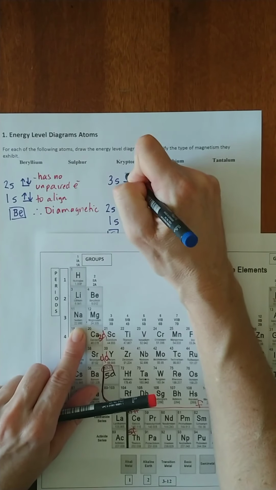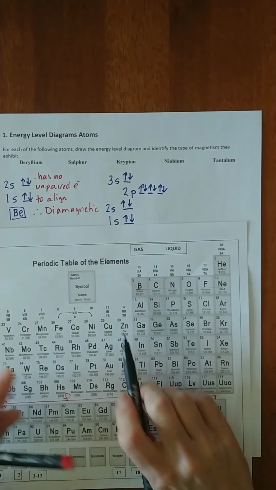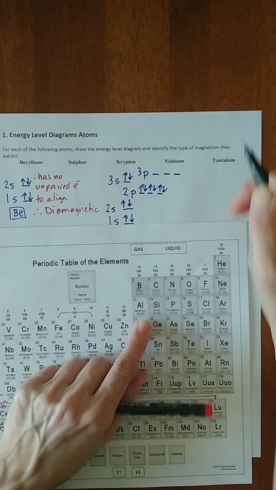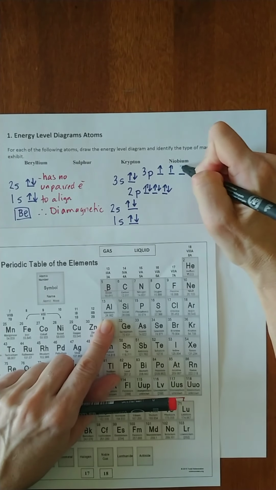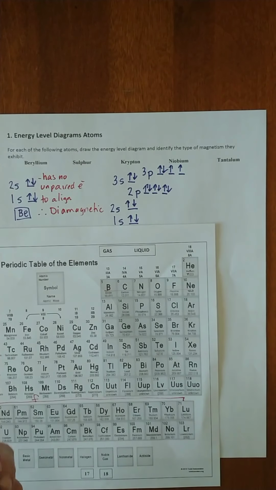So we're back over at sodium, magnesium, and then going across, we're at the 3p, and sulfur is the 4th one over. So 1, 2, 3, 4, and that's your energy level diagram for sulfur.